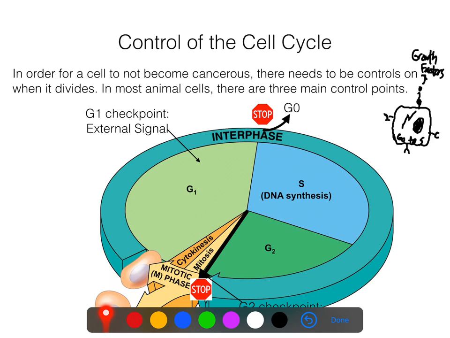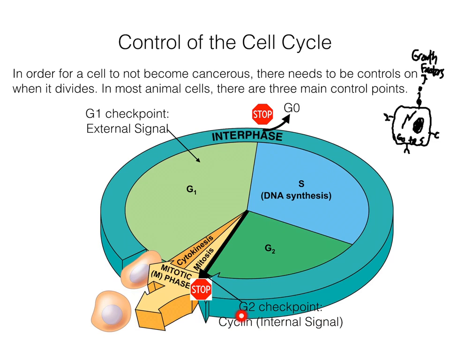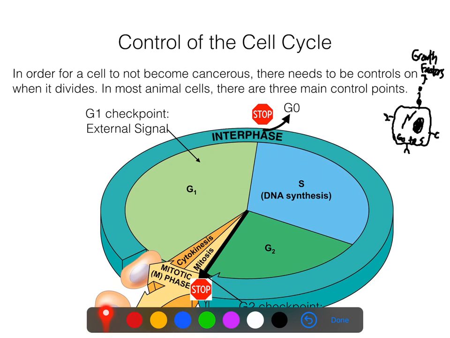It's never going to fix all of the mistakes, but it hopefully will be able to catch most of them. And so that's the G2 checkpoint. And I'll explain a little bit more about cyclin later on.